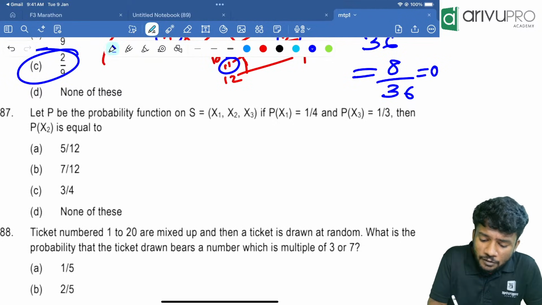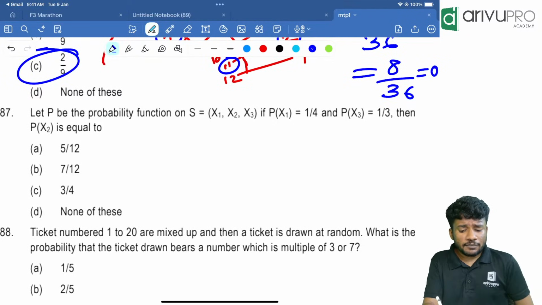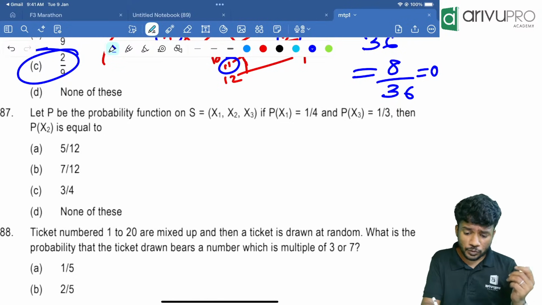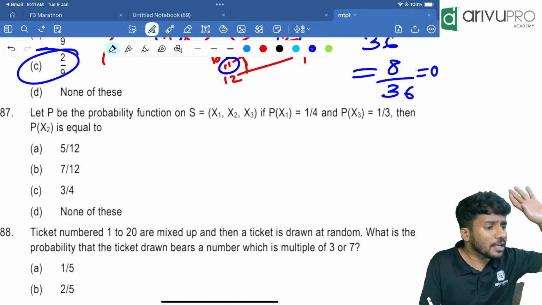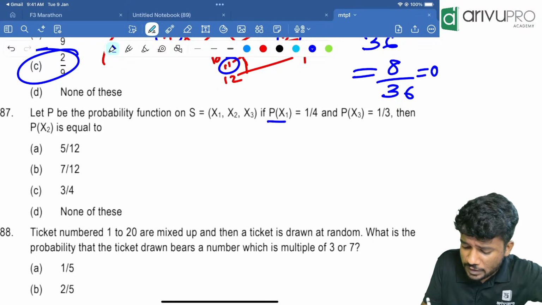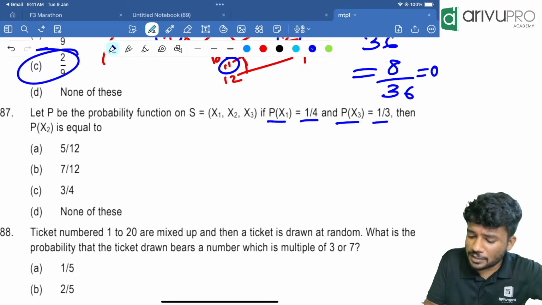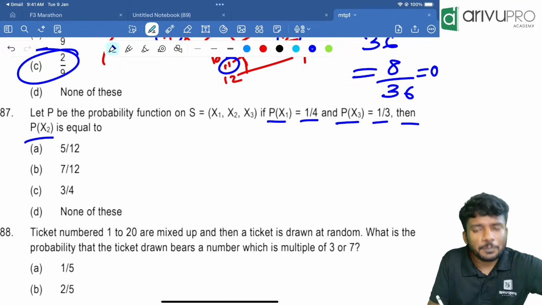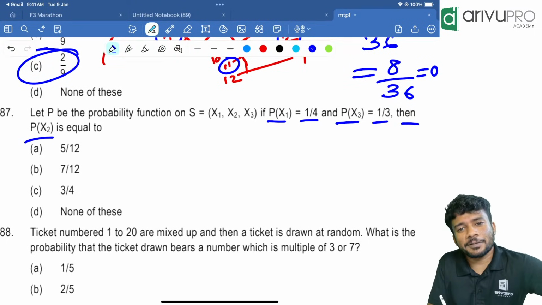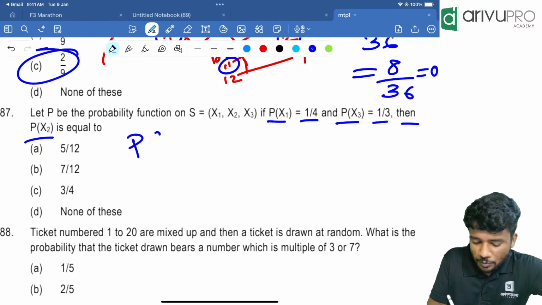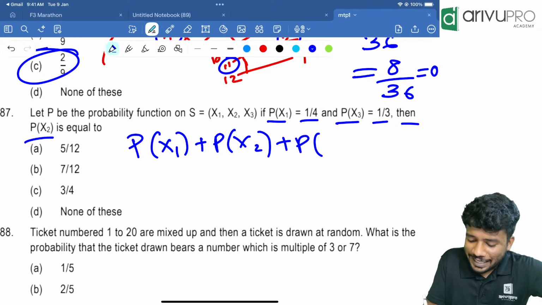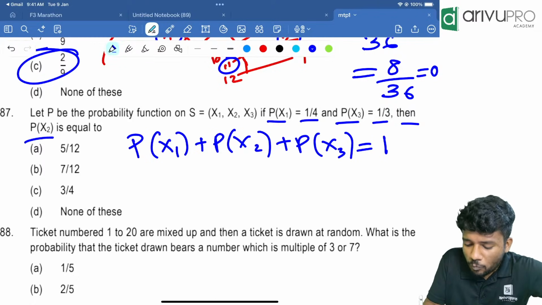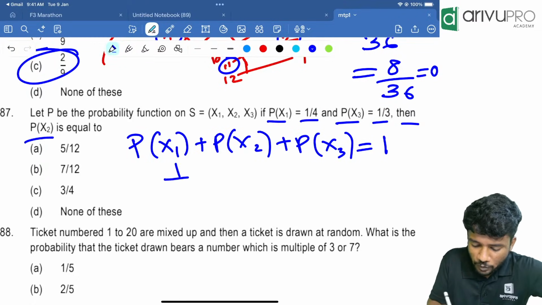If P is the probability function of S is equal to the set of x1, x2, x3, how many elements are there? 3 elements are there. Yes. Then P of x1 is equal to 1 by 4, P of x3 is equal to 1 by 3. Then the question is find P of x2. We know that total probability is equal to 1. So P of x1 plus P of x2 plus P of x3 is equal to 1. Instead of x1 we are putting 1 by 4.